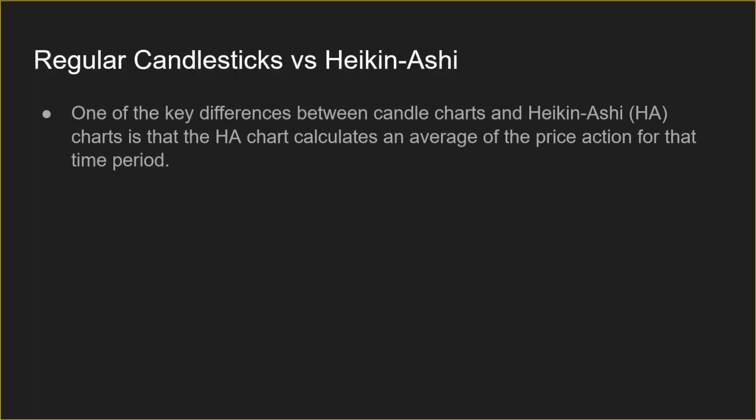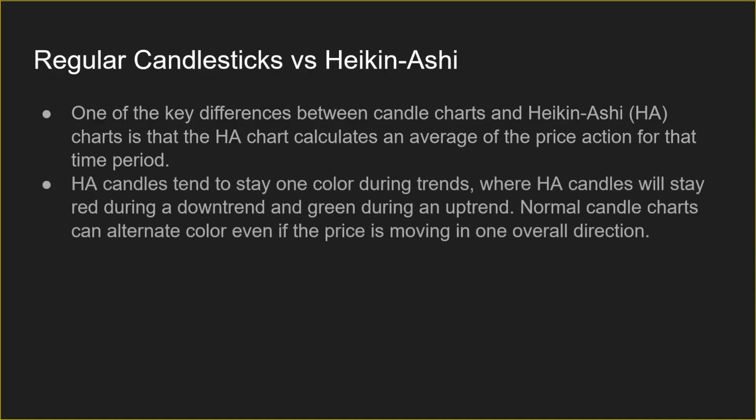So one of the key differences between candle charts and Heikin Ashi charts is that the Heikin Ashi chart calculates an average of the price action for that specific period or that specific candle. Heikin Ashi candles tend to stay one color during trends, where Heikin Ashi candles will stay red during a downtrend and green during an uptrend. Normal candle charts can alternate color even if price is moving in one overall direction. This is really one of the big differences in how regular candlesticks and Heikin Ashi candlesticks will display information.